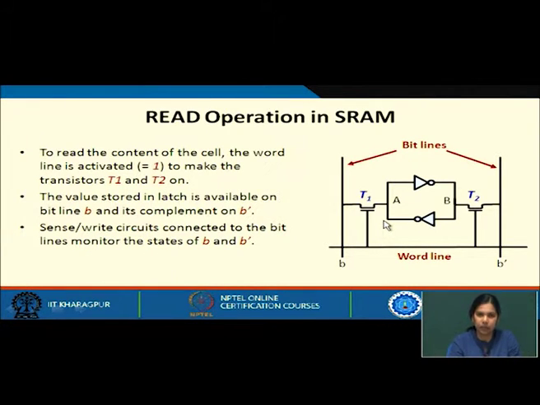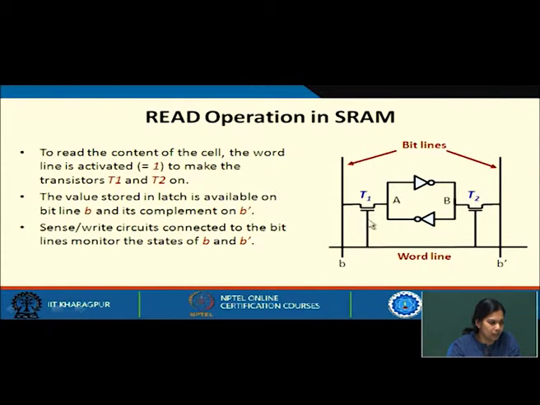Read operation. How will we read the value? If the value here is, let us say 1, then 1 will be at this A and 0 will be at this B, because the bit line will have 1 and B bar, that is the complement, will have 0. To read the content of the cell, what do we need to do? The word line is activated. So, now I want to read this content, whatever is in A and B. So, we need to activate this word line. By activating, we are supplying 1 here.